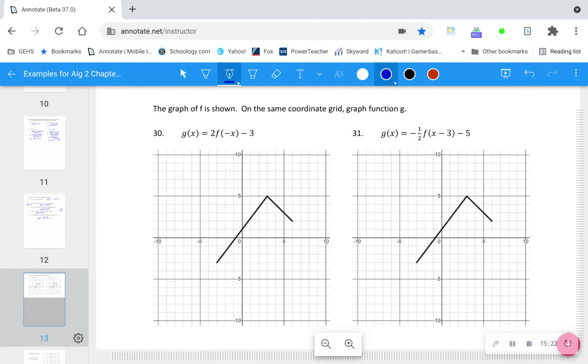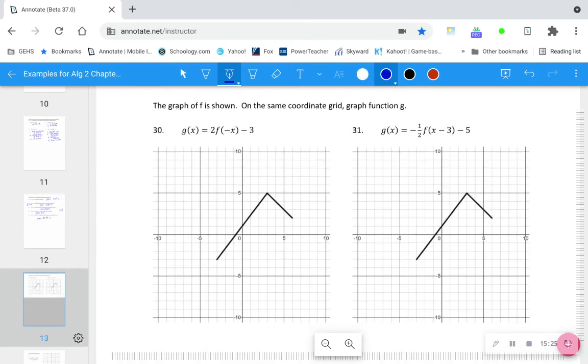Okay, on this next section, they give us a graph, and we're supposed to change it to a new one by those transformations. Well, the first thing in here is horizontal reflection. We're changing the sign of the x, and we're going to double the height and take it 3 down. So you have to do it in that order. Switch sides left and right, double the height, and 3 down.